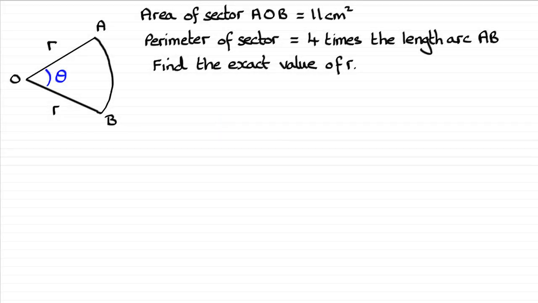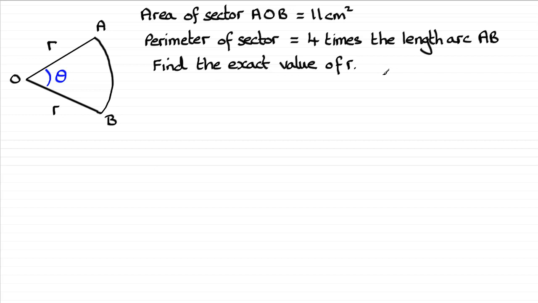Okay, so for this question then, what I've done is sketched out the sector we're given, where the angle here, theta, is measured in radians and the radius is r. We're told that the area of the sector is 11 centimetres squared, and also given this fact that the perimeter of the sector equals 4 times the length of the arc AB. So we've got to find the exact value of r.